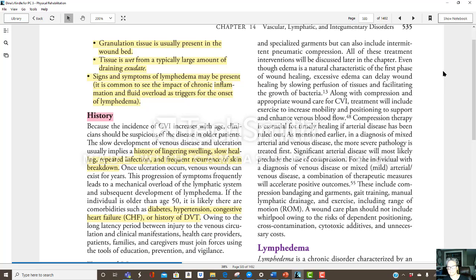Along with compression and appropriate wound care for CBI, treatment will include exercise to increase mobility and positioning to support and enhance venous blood flow. Compression therapy is essential for timely healing if arterial disease has been ruled out. As mentioned earlier, in a diagnosis of mixed arterial and venous disease, the more severe pathology is treated first. Significant arterial disease will most likely preclude the use of compression for the individual with a diagnosis of venous disease or mixed mild arterial venous disease.